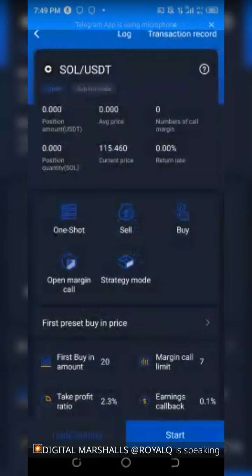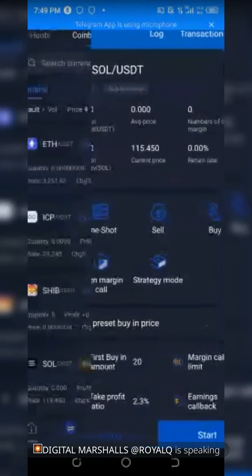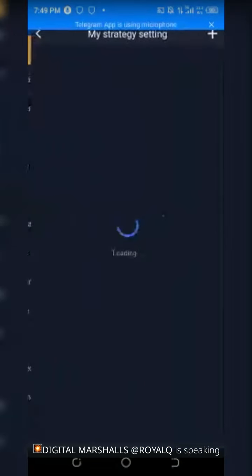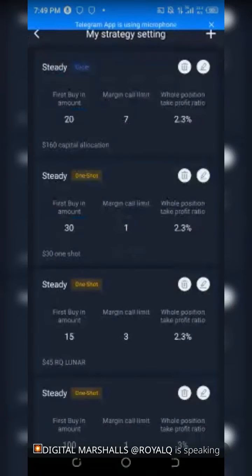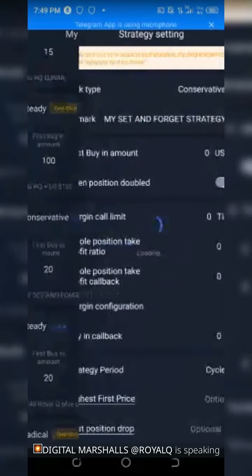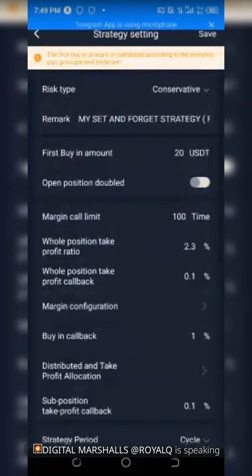This is one of the ways. And then I also have a strategy called set and forget strategy. I made a video on it on YouTube. So set and forget strategy, this is how it looks like. You can just use it to trade about 2 coins. Just a minute. So this is how my set and forget strategy is. You can take a screenshot.